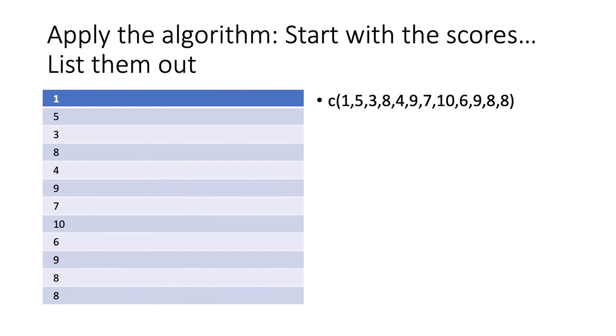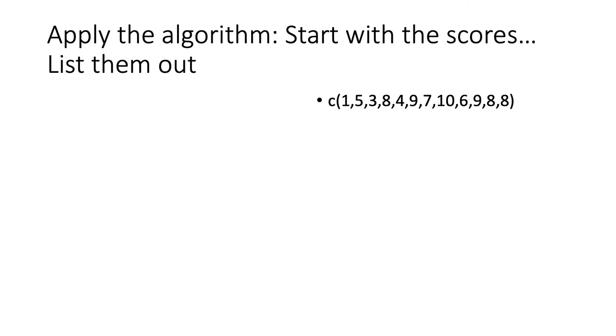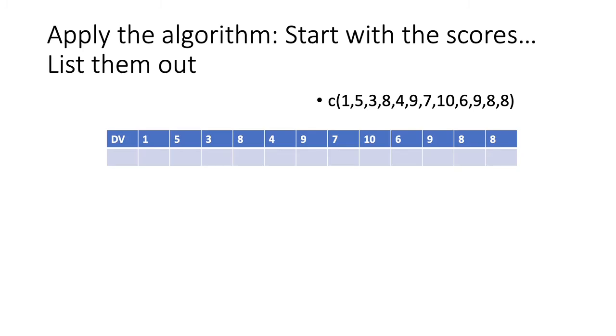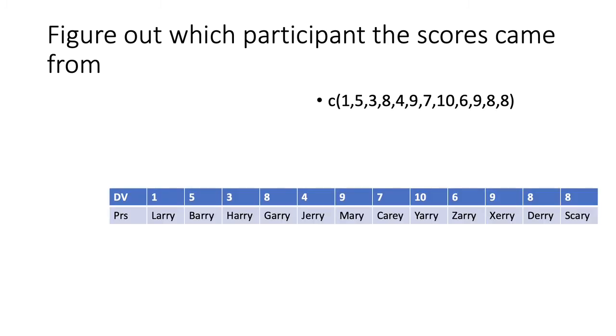Start with the scores. So I just pulled out all the scores. I put them in a column. You have to type them in, I put them in a row. You have to type them like this, right? So then I'm like, okay, I put them in a nice little graph for this discussion. I want to figure out which participant the scores came from. So I got Larry, Barry, Harry, Jerry, Gary, Jerry, Mary, Carrie, Yeri, Zeri, Zeri, Dairy, and Scary.